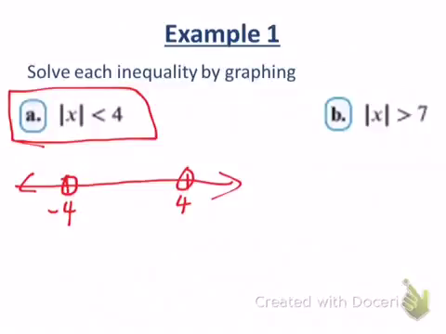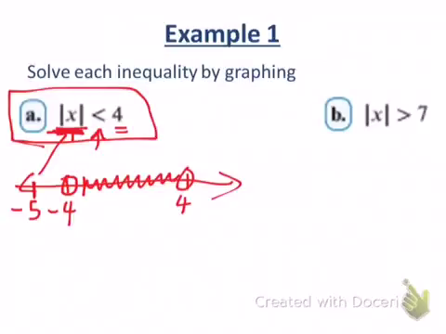Why can't we keep going? Because if I pick a number over here, -5, and plug that in right there, do I get a true statement? Is the absolute value of negative 5 less than 4? No, because negative 5 has a distance from 0 that is equal to 5. And I'm interested in any number whose distance from 0 is less than 4 units. So I'm interested in all the numbers in between those two numbers.